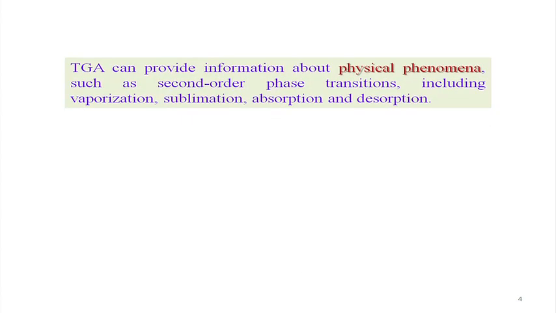So, therefore, we find that this TGA gives all those good information and can provide information about the physical phenomena or the physical changes. So, what are those physical phenomena that we can see? Because even if you do not have any chemical change, we can monitor in terms of the corresponding physical characterization.